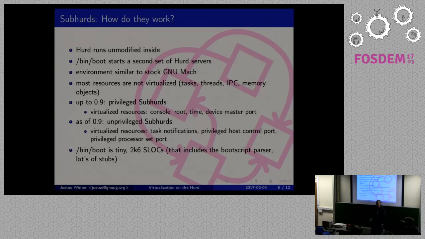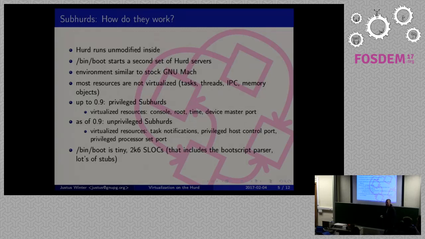So in 09, we introduced unprivileged subhurds. And it was actually not that much to do. The only thing that was needed is to get task ports for the newly created tasks. Tasks are the Mach equivalent of processes. So what was needed is a way to hand task ports to the unprivileged boot process. And we added that, through a mechanism called task notifications, and we added another privileged kernel port stub that we don't have because we are running unprivileged, and yeah, stuff like that. It's actually not a big change.